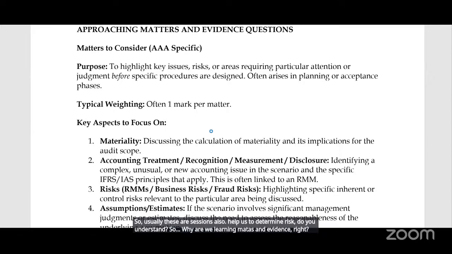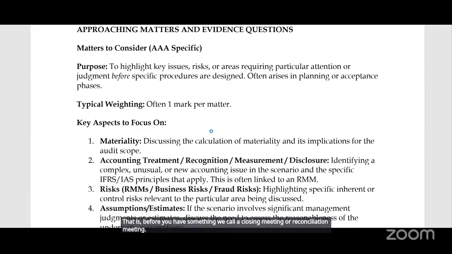We are going to learn that to know how to highlight key issues like risk or areas requiring particular attention or judgment before some specific procedures are actually designed. Often this will arise in planning or acceptance phases, and sometimes too the overall review phase. You have to review the overall financial statements before your final audit report is sent, that is, before you have something we call a closing meeting or a reconciliation meeting.